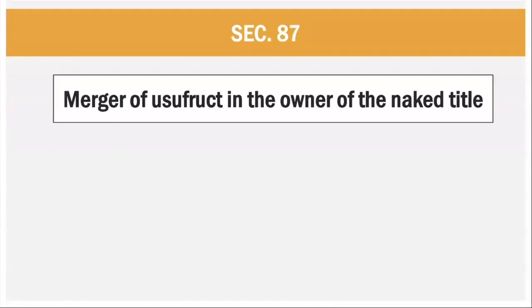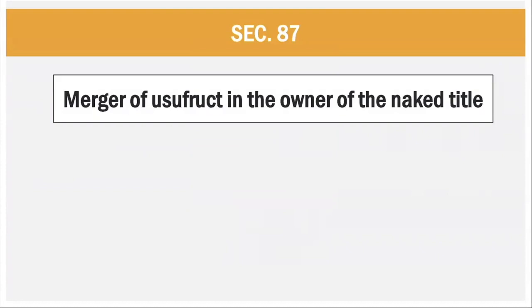Next, Section 87, ito yung apat. Merger of usufruct, we have your transmission, two transmissions, and then last one is your bequests and devises to your charitable institutions. So let's start first with your merger of usufruct in the owner of the naked title.